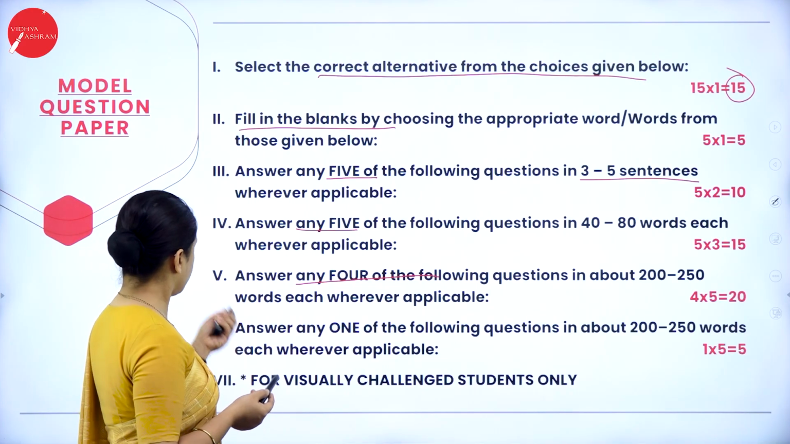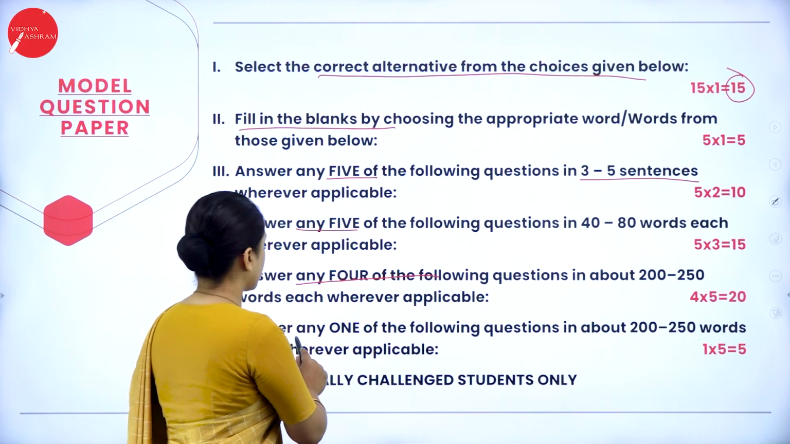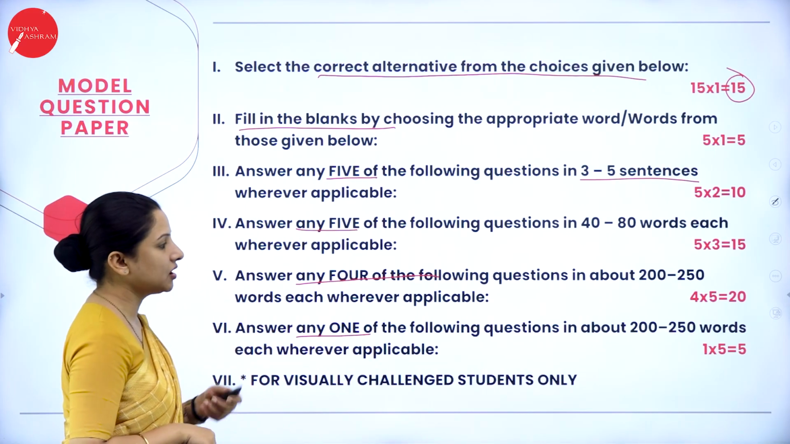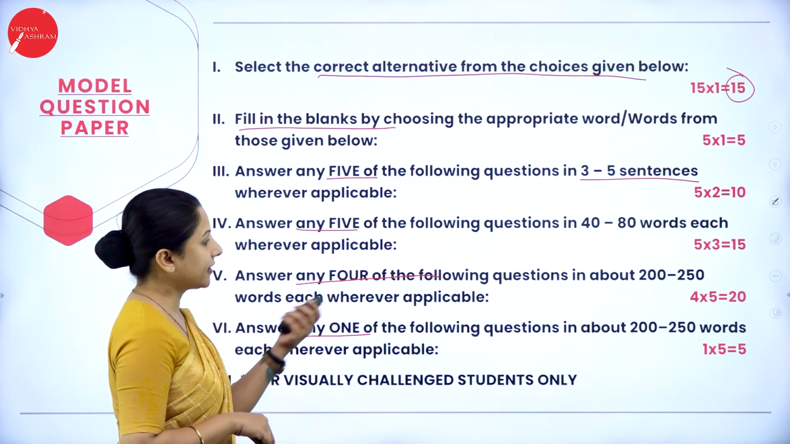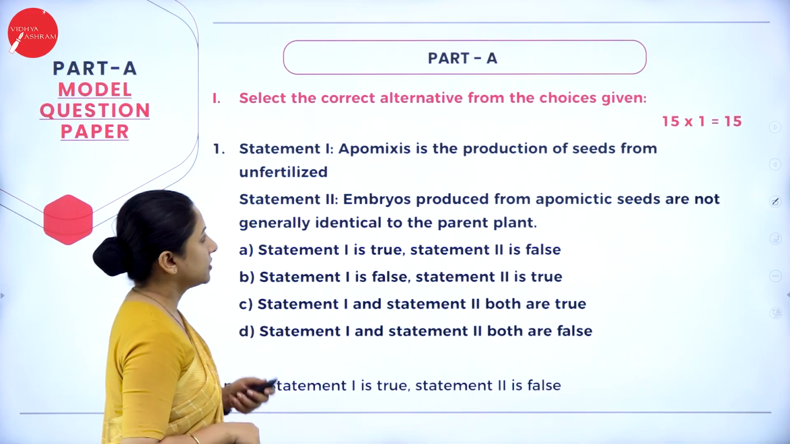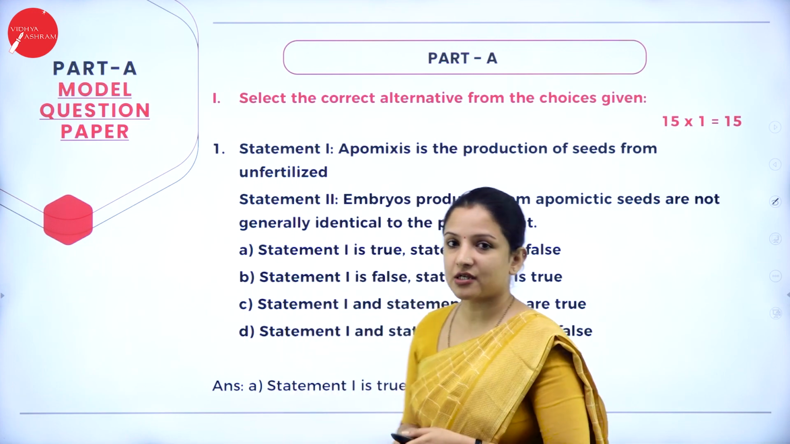Again under part D, we have the sixth main, where 2 questions will be given. Any one needs to be answered, which consists of 200 to 250 words. The answer should be there and carries around 5 marks. So let's begin with the discussion of the question paper.